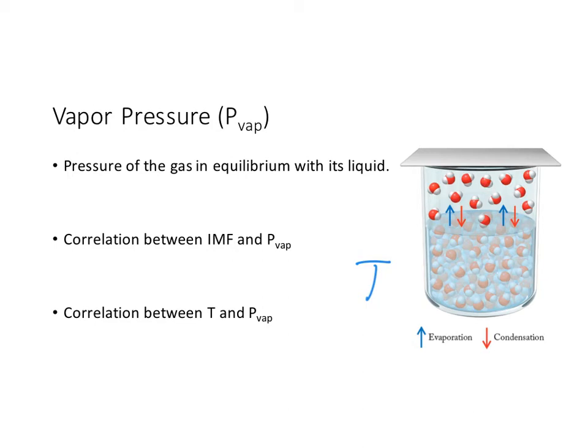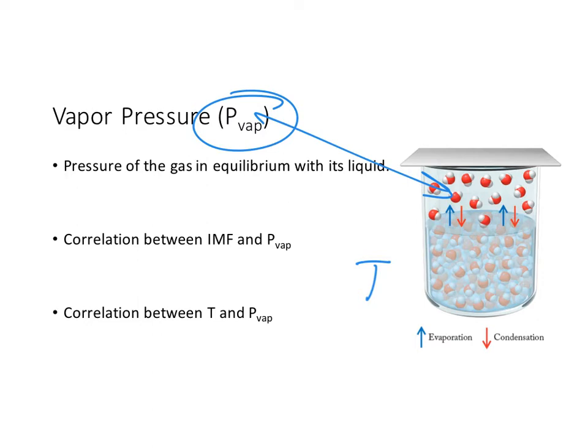Over time, the system will reach an equilibrium, as indicated by these blue and red arrows. Water evaporates, water condenses. Water evaporates, and then it comes back and condenses. Once we've established an equilibrium between the liquid phase and the gas phase, we can measure the vapor pressure, which is abbreviated P sub vap, and that will give us the pressure of the gas sitting on top of the liquid.